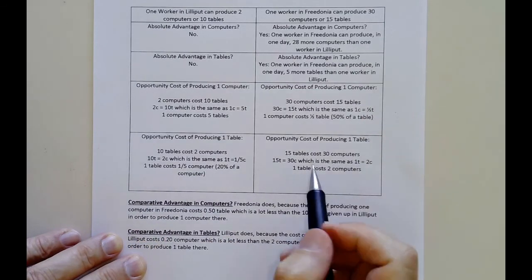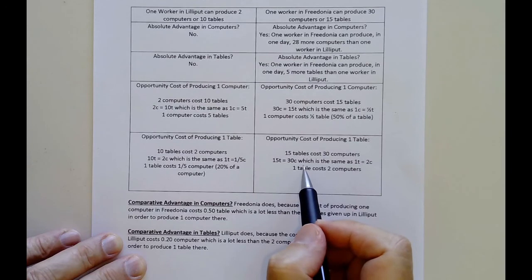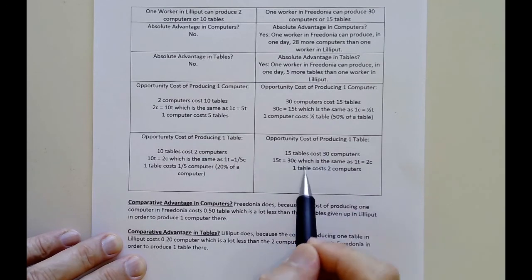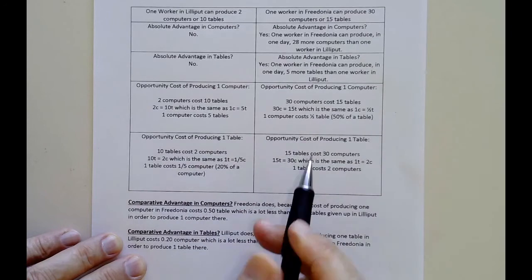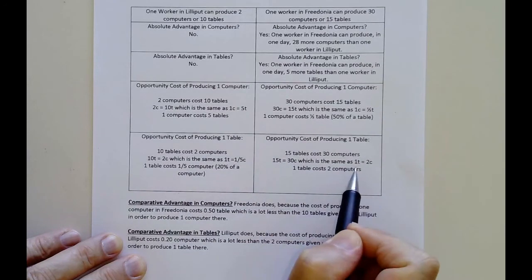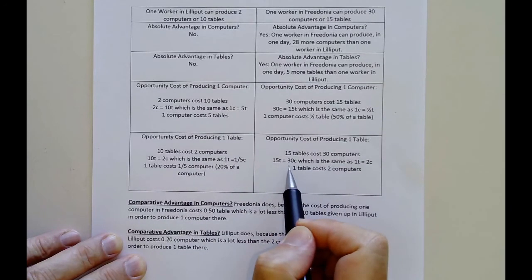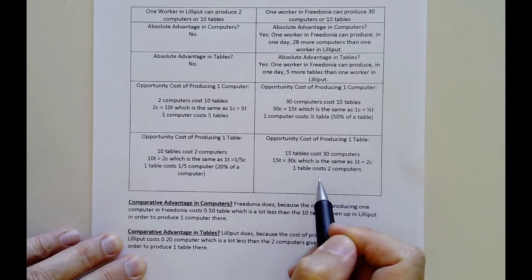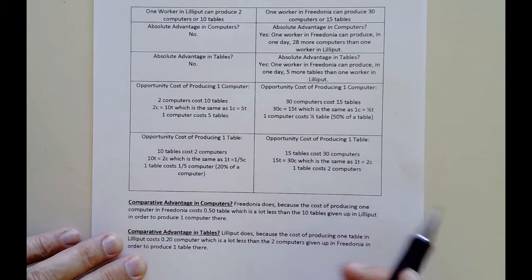Do the same thing over here in tables for Fredonia. We know the cost of 15 tables is 30 computers. I want to get it down to 1 so I can compare with Lilliput. 15, get it down to 1, divide by 15. 30 divided by 15 gives us 2. So 1 table costs in Fredonia 2 computers.